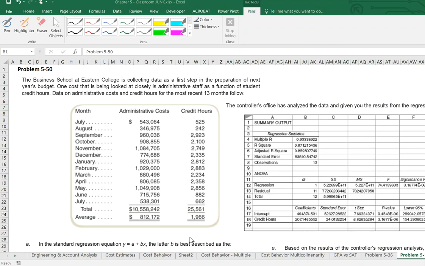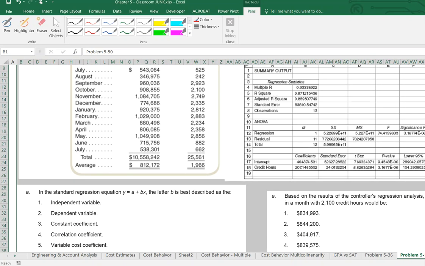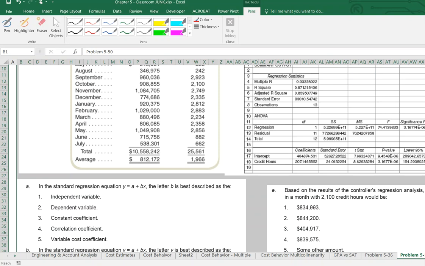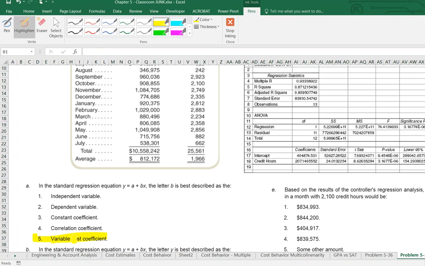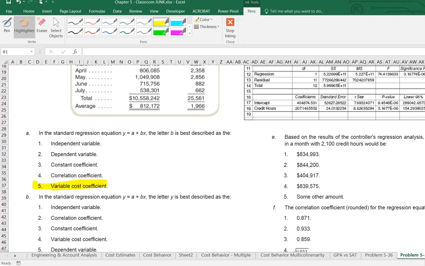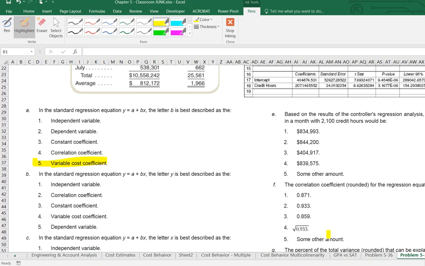Let's take a quick look at problem 550. In our standard regression equation, y equals a plus bx, b is described as our slope coefficient. It's the variable cost coefficient. So it would be 5. The letter y is best described as what? The y is our dependent variable. The letter x, that is our independent variable.